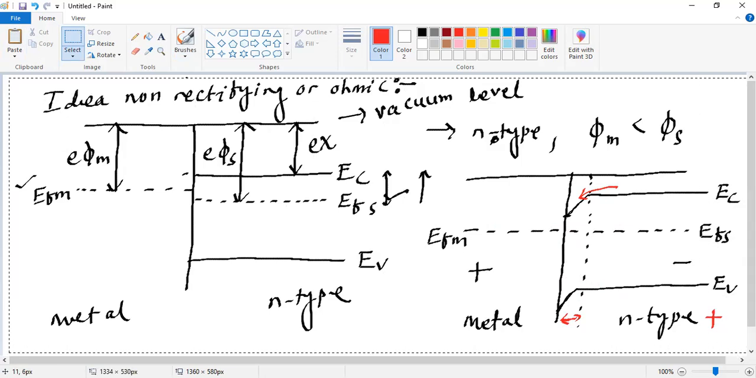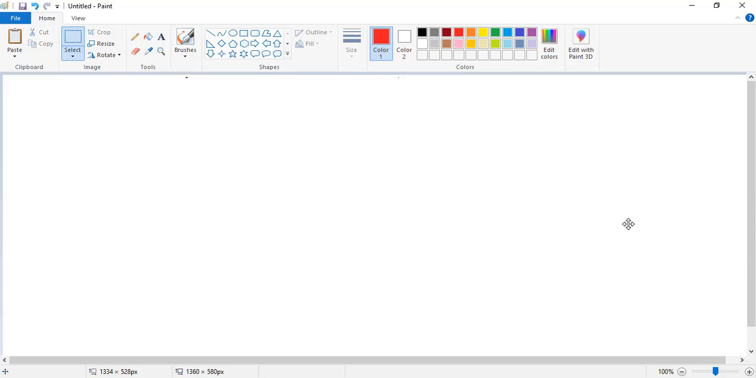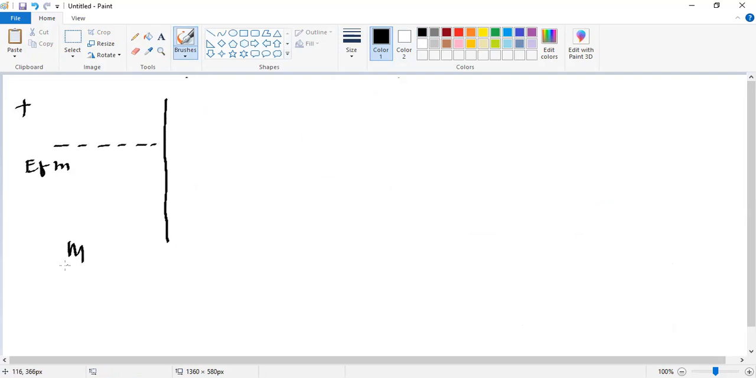Here we just try to see the position of the Fermi energy level, and when there is a contact, what happens to the bending. The Fermi energy level in equilibrium will be constant throughout. Now let us see the biasing, when I give positive or negative to the metal or the semiconductor side, what will happen. So let us draw a simple diagram. This is the Fermi energy level of the metal side, EFM, and we are connecting it to the positive. And this is our N-type semiconductor side.